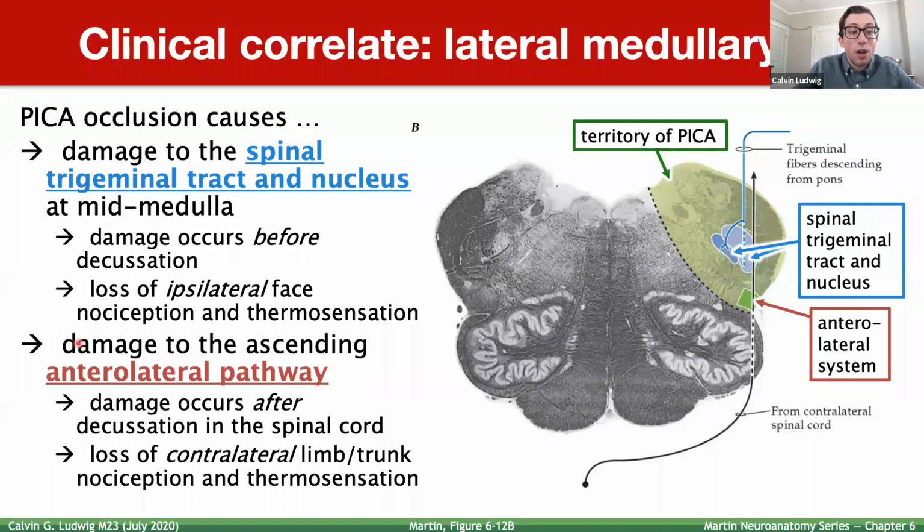Contrast that with PICA occlusion also causing damage to the ascending anterolateral pathway. This damage occurs after decussation, which comes from, which then crosses over before it gets to this mid-medullary area. So that's why loss of contralateral limb and trunk nociception and thermosensation occurs. So the key is where decussation occurs. Here it's before, and with the anterolateral pathway, it's after.